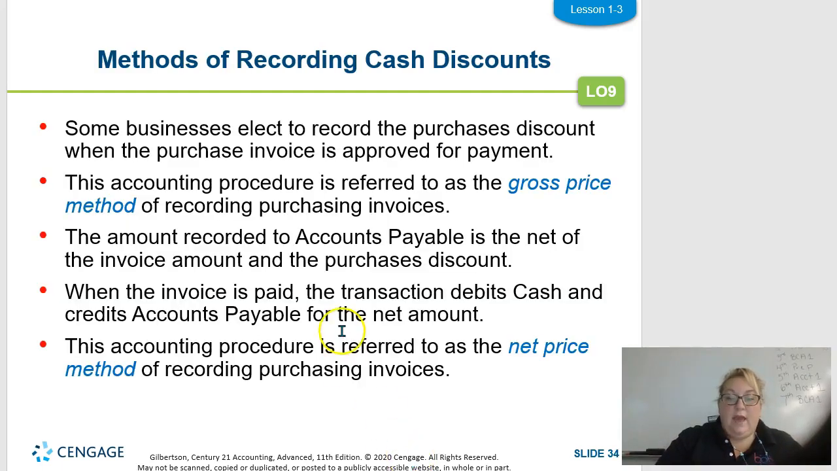There are a couple of different methods, procedures, that you can use. It says some businesses elect to record the purchase discount when the purchase invoice is approved for payment. That's what they call the gross price method. Or the amount is recorded to accounts payable as the net of the amount of the invoice and the purchase discount. When that invoice is paid, the transaction debits, and that's the net price method. That's usually the one that we follow. That's the one that they teach in the book.